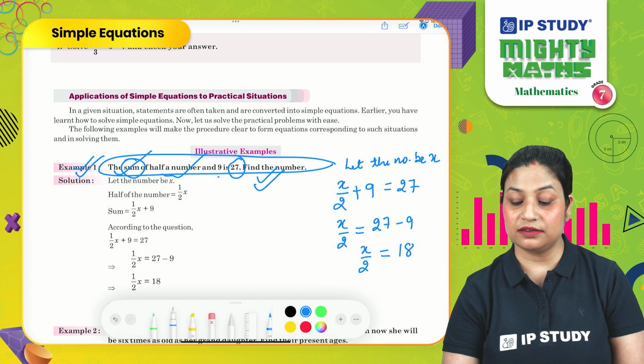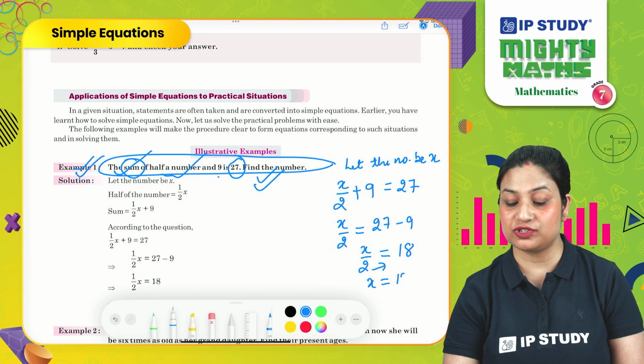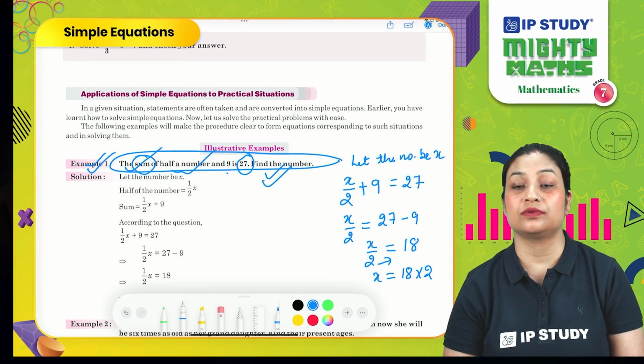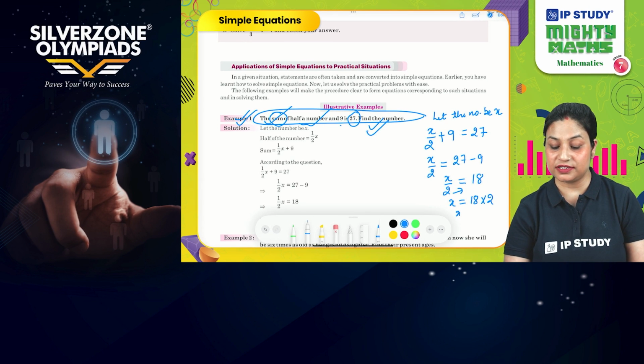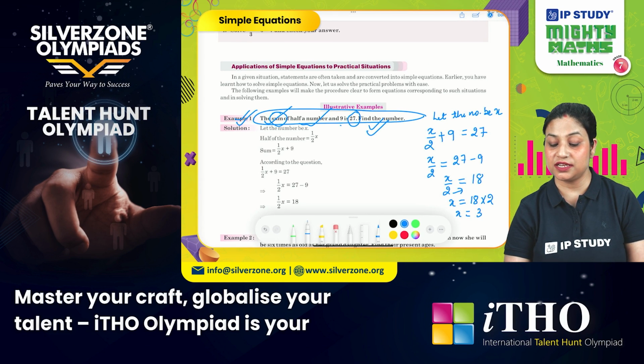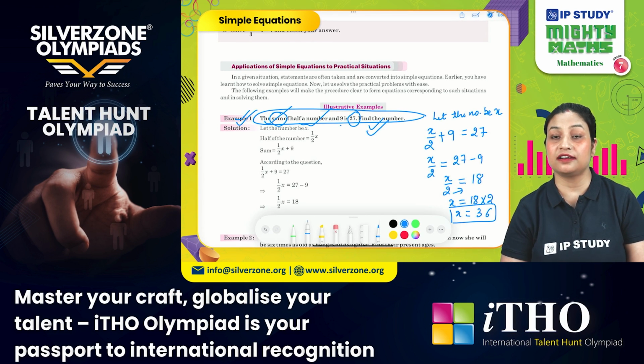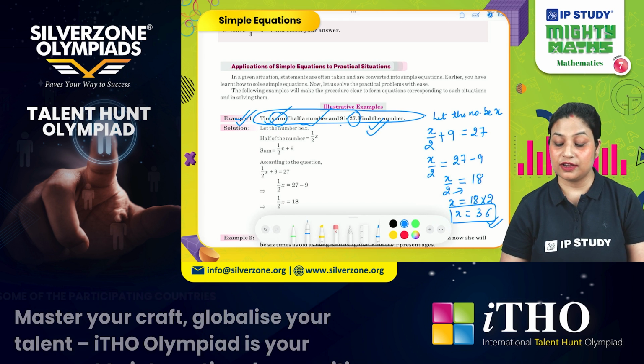Now, here 2 is dividing my variable. So if I shift this 2 toward the right hand side, what will I get? I will get x is equal to 18 into 2, right? If I solve it, what will I get? 36. It means that 36 is the required number, right? So 36 is my answer.